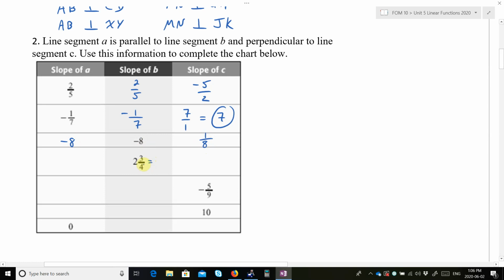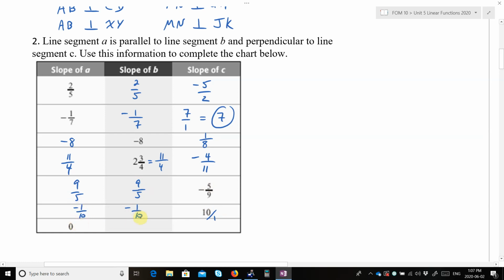For B, we have to change this to a fraction, rise over run. 4 times 2 is 8, 8 plus 3 is 11, so this is 11 over 4. So the slope of A is 11 over 4. And the perpendicular line has an opposite reciprocal slope. If we've got negative 5 over 9 for B and A, and C is perpendicular, it would be the opposite reciprocal of that, and that'll stay as 9 over 5. And with this one, 10 over 1, the opposite reciprocal is negative 1 tenth.